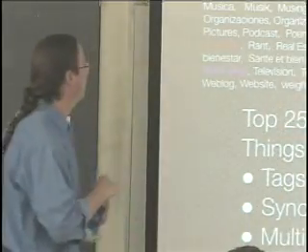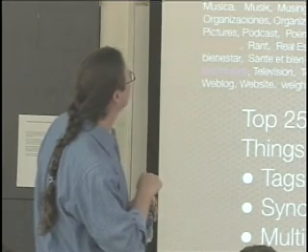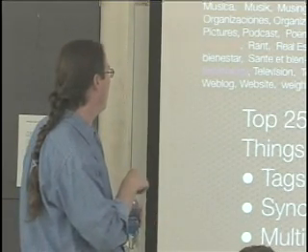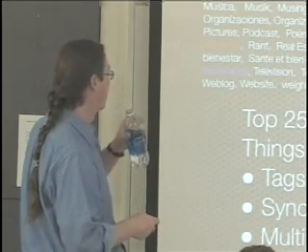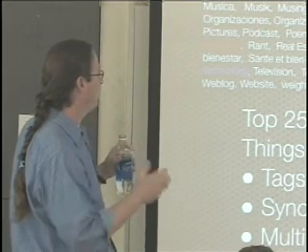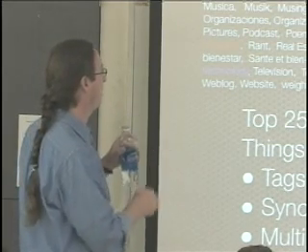So this data is about 5 years old. I'm not sure if you can read it or not from the back. But this is the top 250 tags on Technorati. And it should give you an idea of what you're up against when you're trying to manage this.